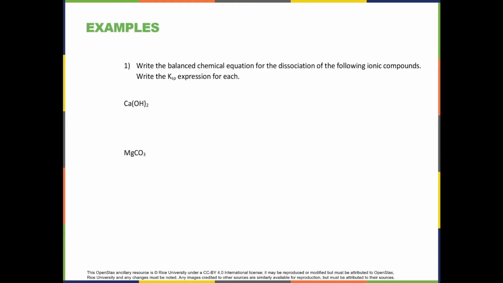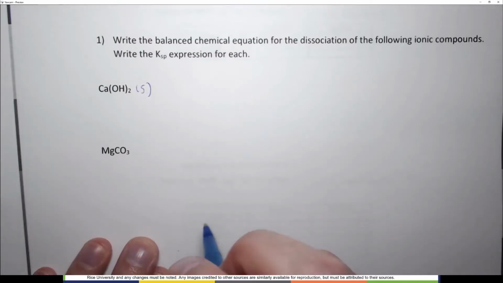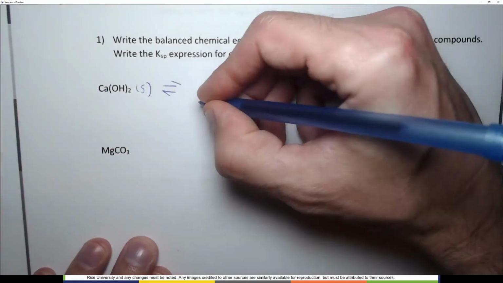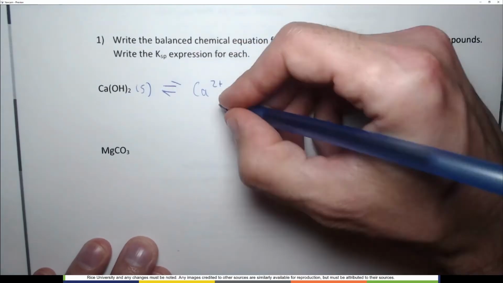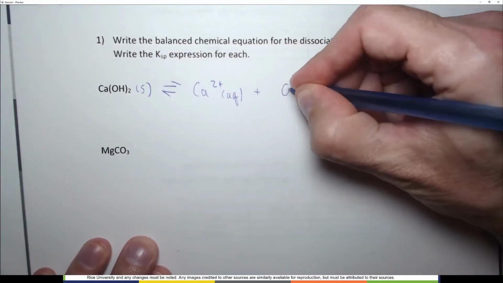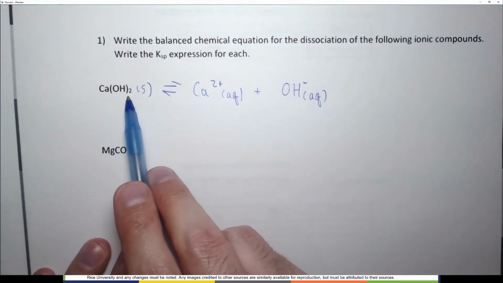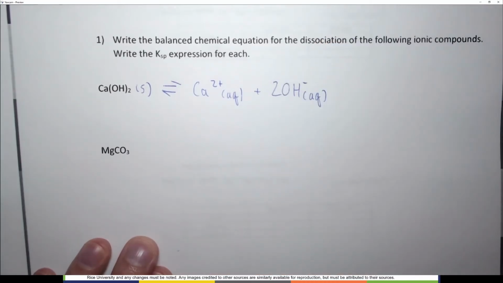Let's take a look at a few examples of this. The question asks, write the balanced chemical equation for the dissociation of the following ionic compounds, and then write the KSP expression. Here we have Ca(OH)2, calcium hydroxide. Hydroxides are generally insoluble, so we can make that a solid. I need to put the camera up in order for you to see what I'm doing. So we take Ca(OH)2 as a solid, in equilibrium with Ca2+ aqueous, it's a group 2A metal, and OH- aqueous. Note that because it's Ca(OH)2, we're going to get 2 OH-.